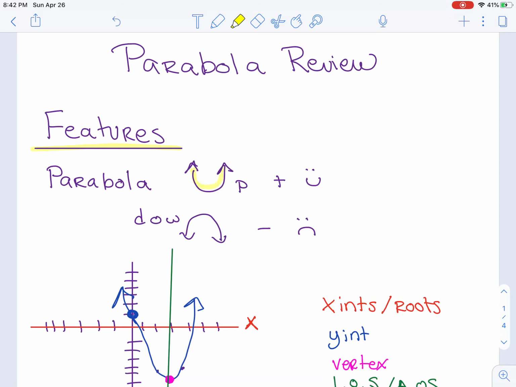So, just to review parabolas, we have certain features. You need to know that the word parabola means a U shape, and that U shape could go up if my equation is positive, or it could go down if my equation is negative. I often refer to this as a happy graph or a sad graph.